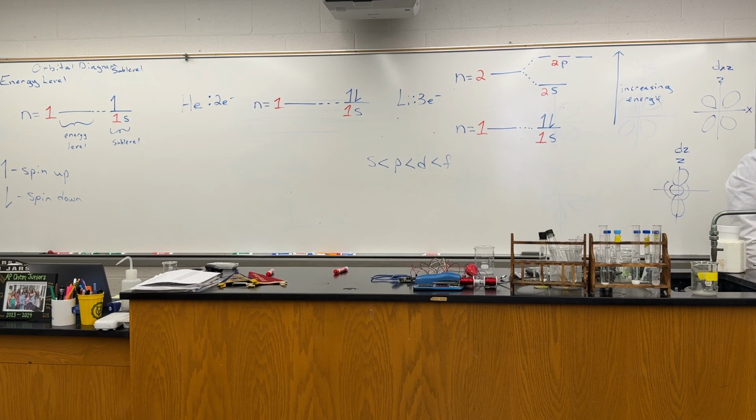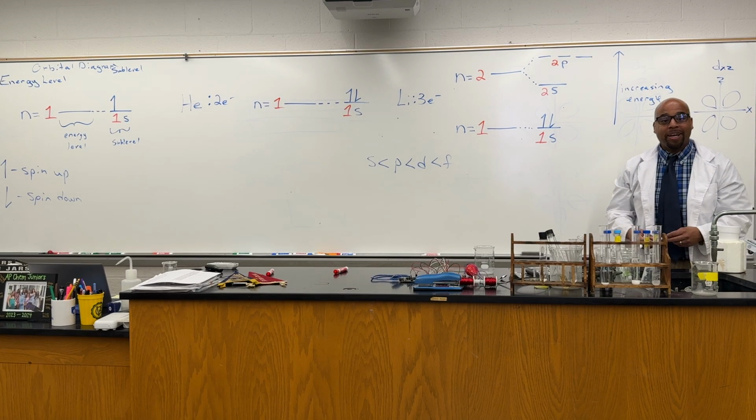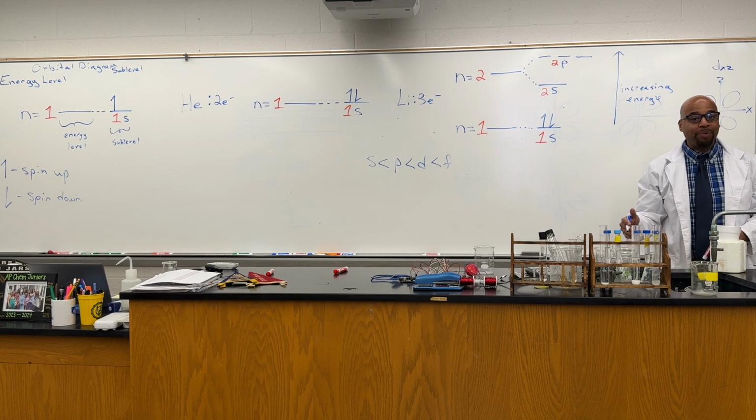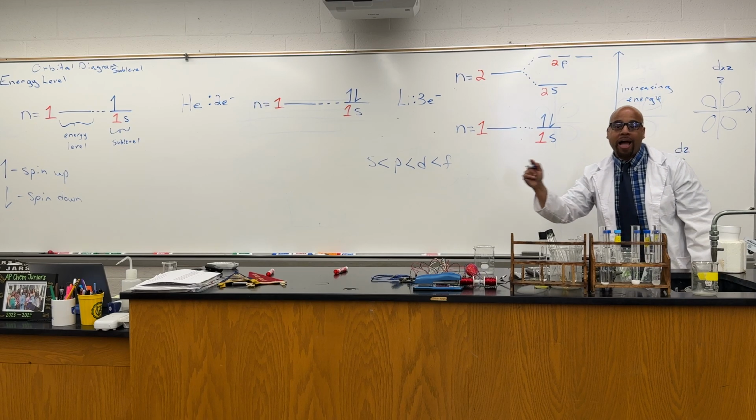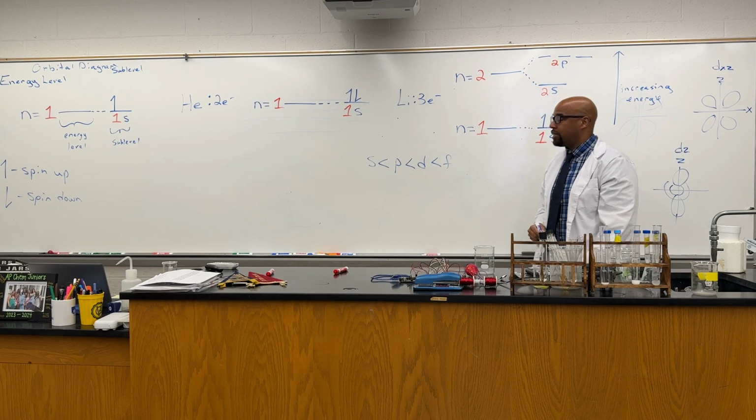Question I have for you. Why, oh, why did I do 3 dashes for the 2p's? I do 3 dashes there. Nobody sees it. Claire. Is it because there's 3 p's? Man, you're on it today. Absolutely. Because there are 3 different types of p orbitals that we have. So we've got 3 dashes. Eventually we get to the d's, we're going to have 5 dashes. When we get to the f's, we're going to have 7 dashes here.